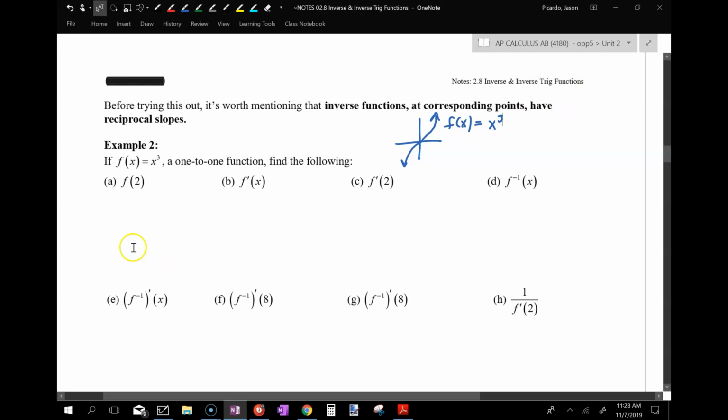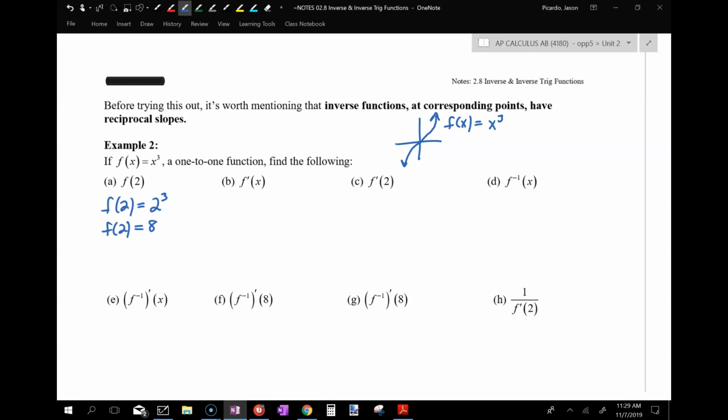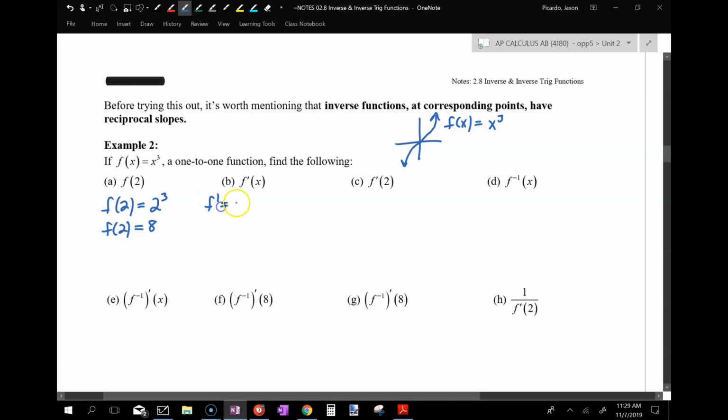So here's what I want to do. I want to find f of 2, right? Did I ask for anything really crazy right there? All I asked you to do is to what? Take 2 and plug it in. All right, so f of 2 is 8. All right, cool. Now what do I want you to do? Take the derivative. Okay, what's my derivative? 3x squared.